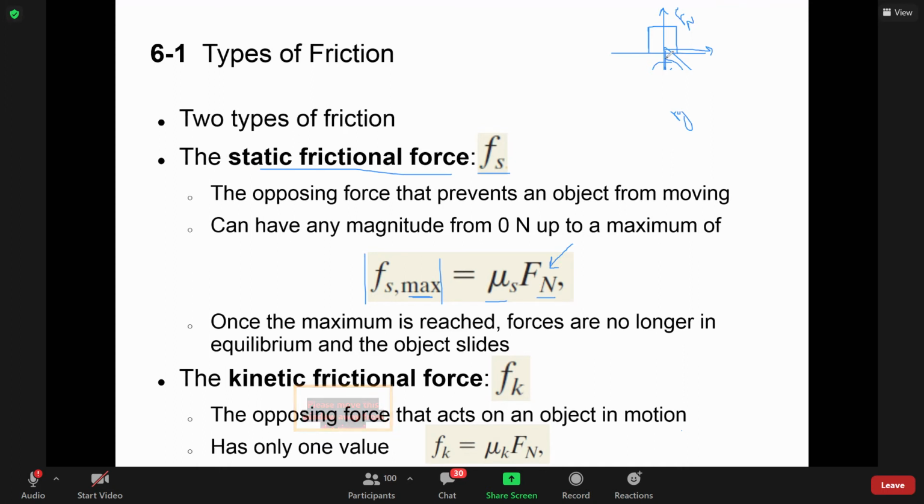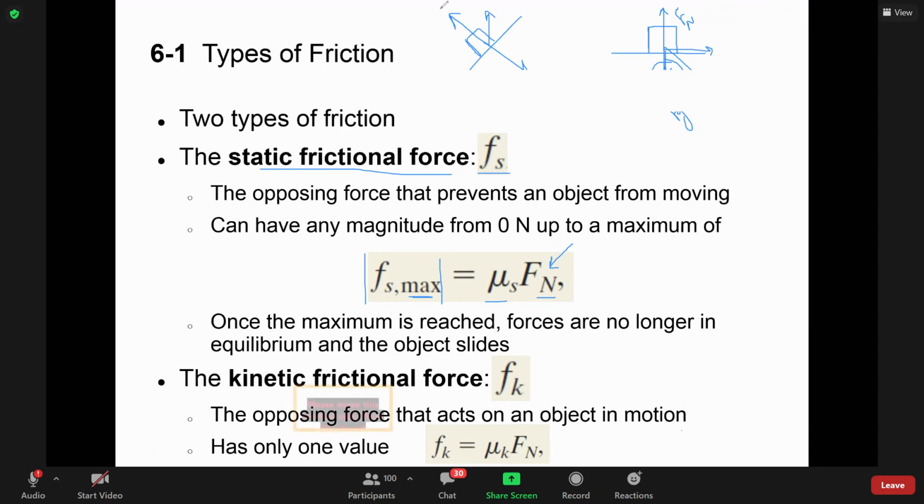Not always. Don't memorize it, thinking you're doing yourself a favor by saying Fn equals mg on a horizontal surface. No, that's not the situation. Or on an incline, remember we said Fn equals mg cosine theta. Yes, if there are only those two forces. Fn equals mg cosine theta. But if I add a force here, things will change. The Fn can be modified. So calculating the Fn is the first step to calculate the magnitude of the frictional force.